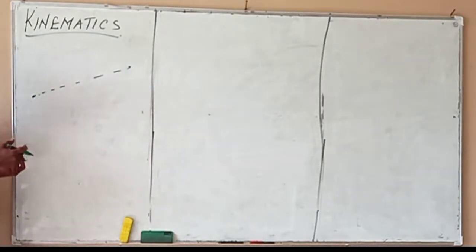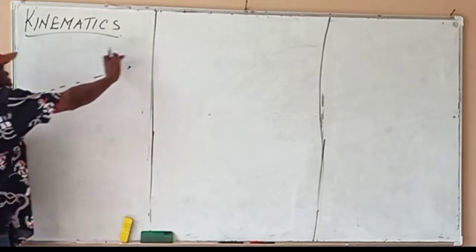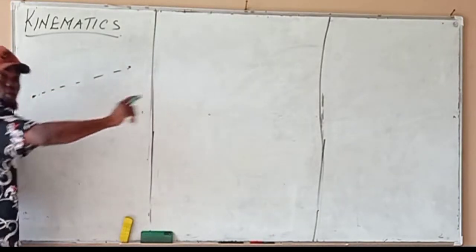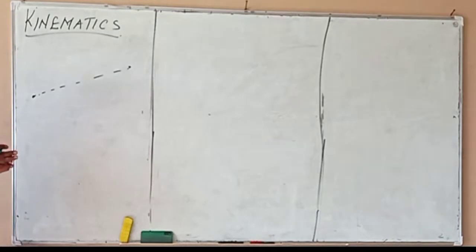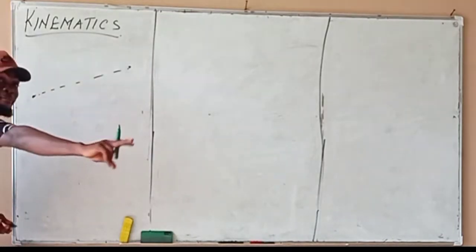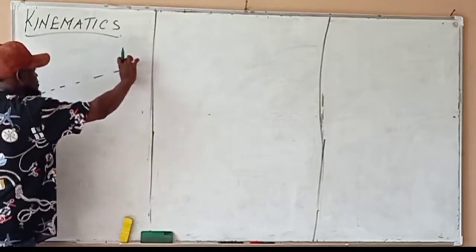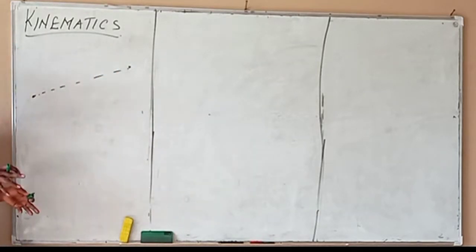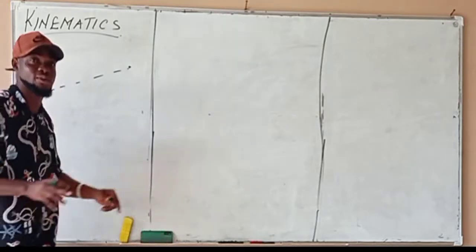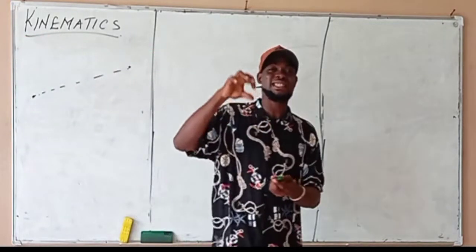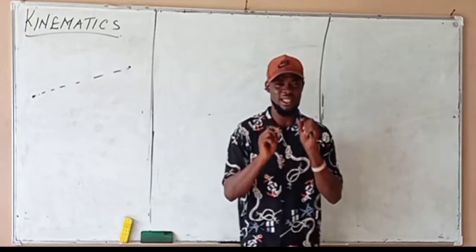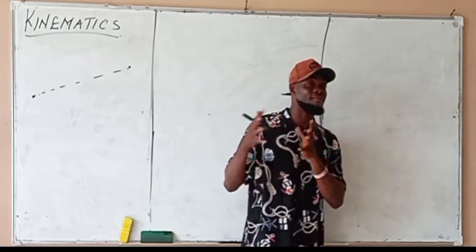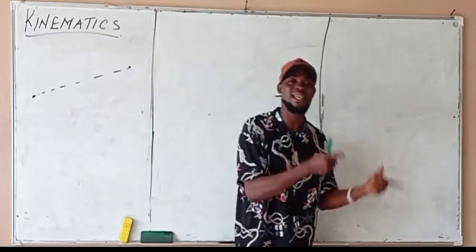And what is velocity? Velocity is the displacement moved divided by the time taken, or the rate of change of displacement with time. When you measure the distance moved divided by time, that is called speed. So distance moved divided by time is called speed. Displacement moved divided by time is called velocity. Take note of the two, very important. Velocity is a vector quantity, but speed is a scalar quantity.